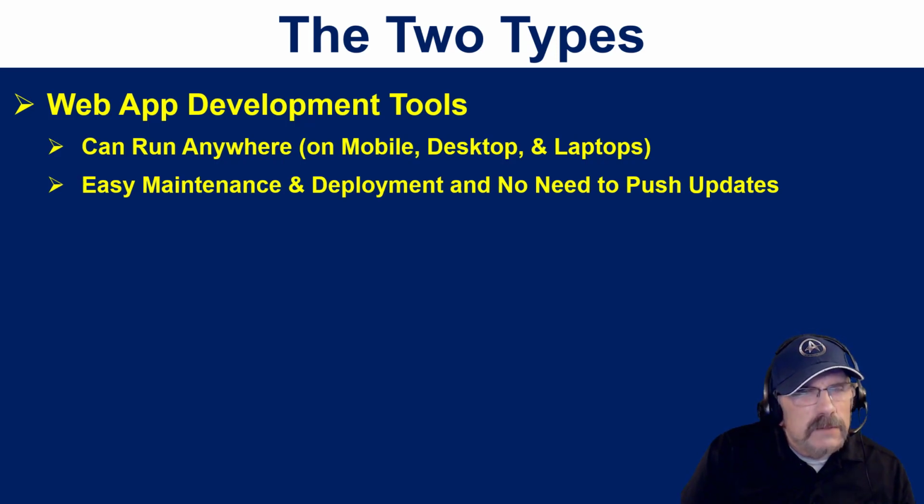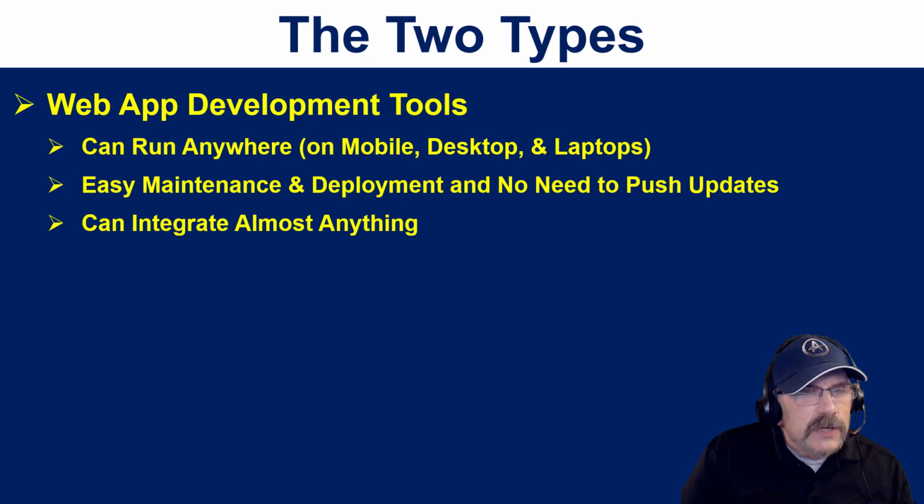You don't have to worry about pushing updates to devices and things because people just go to your website and they're always getting the latest app. You can also integrate web apps into just about anything because we can use REST APIs, so we can connect to any of the 3 major clouds. We can connect to publicly available data. We can pretty much tie into anything we need to.